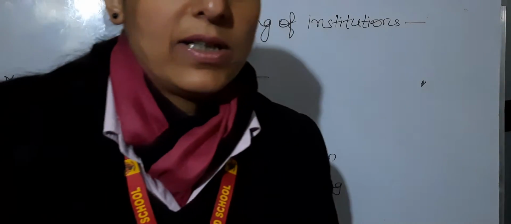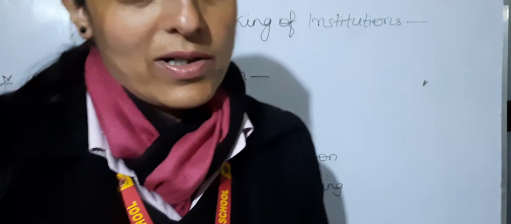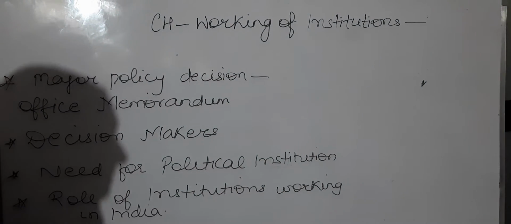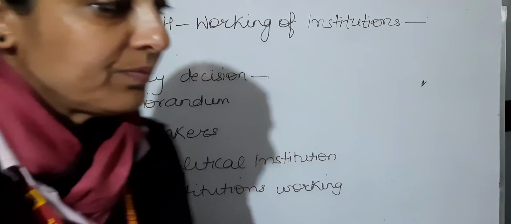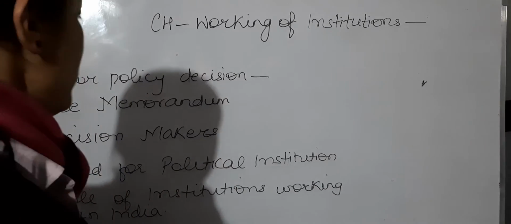Then we have seen what was the need of the political institutions. In a representative democracy, the different organs need to work in coordination. But working with institutions, again we have seen, is not easy. So many delays are there, complications are there. So it can be frustrating also to deal with the institutions.